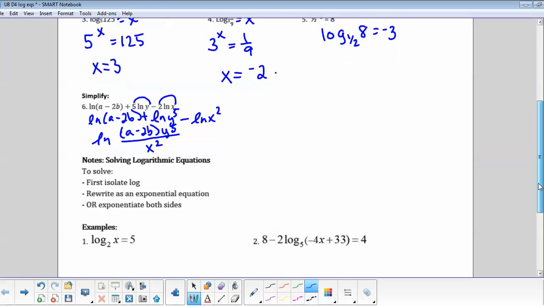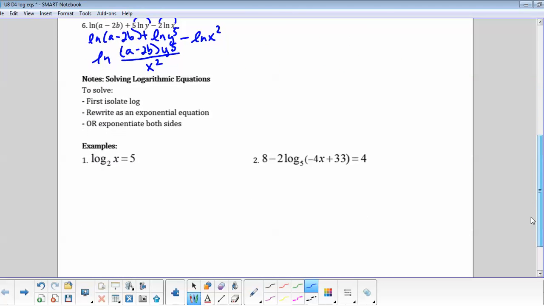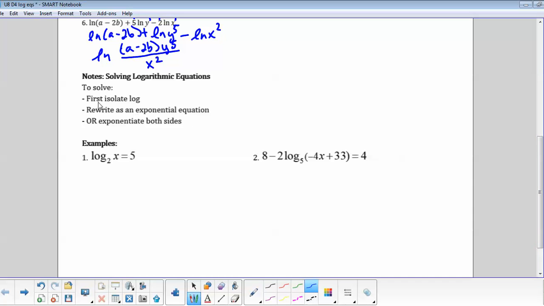All right, so those were your warm-up problems, and now we're going to go to solving log equations. The steps for solving are to isolate the log. So for example, number 1's already isolated, but number 2, you'd have to isolate this log here.